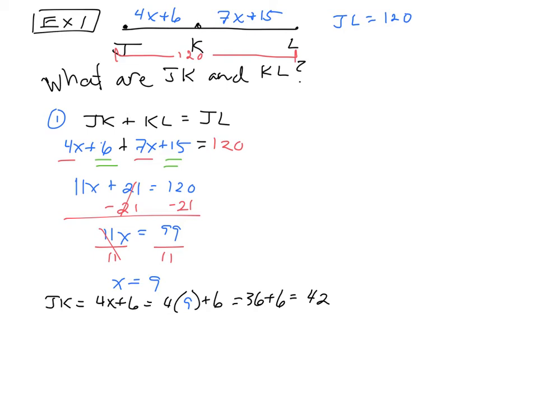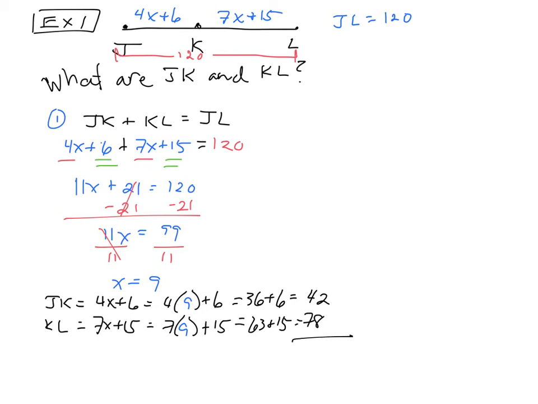So there's one answer. And then KL is 7x plus 15. So you've got 7, your x is the 9 that we came up with, plus the 15. What's 7 times 9? 63 plus 15 is 78.